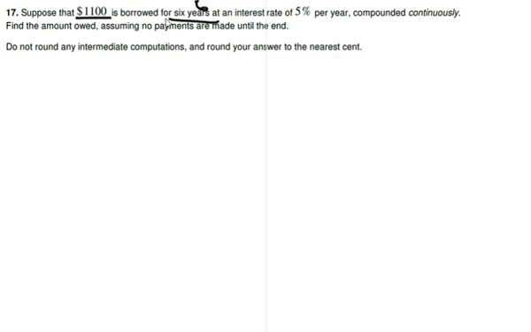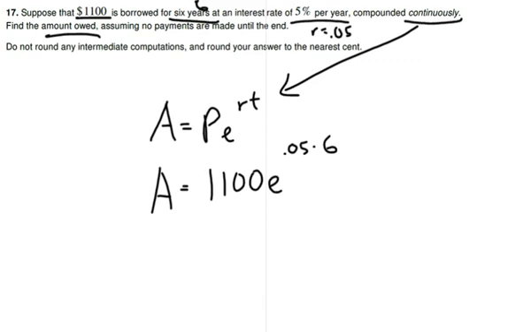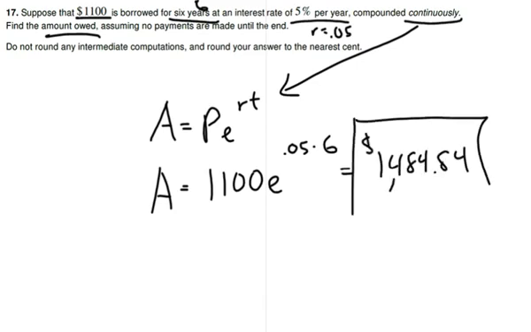Suppose that $1,100 is borrowed for 6 years, interest rate of 5% compounded continuously. There, you were waiting for it. Now we've got it. So 5% is 0.05 continuously. That means we're going to use that A equals Pe^(rt). All right, find the amount owed. So I'm just going to plug it in. 1,100 e to the 0.05 times 6 years. And there it is, 1484.84.